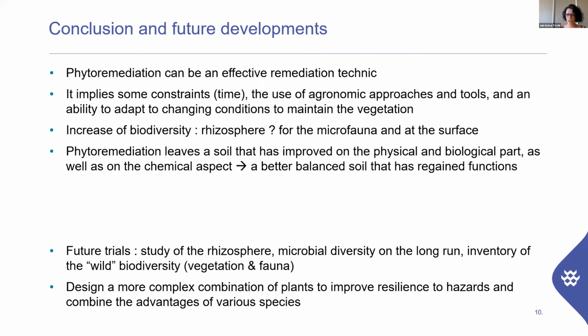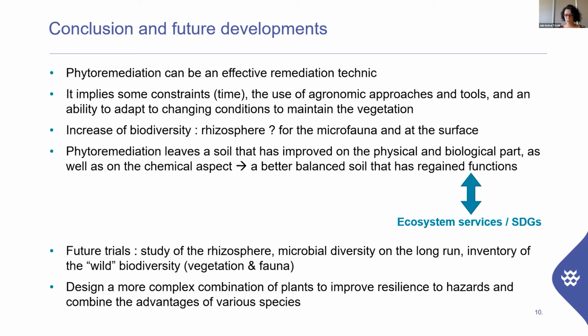There is an increase of biodiversity using this technique, especially in the soil with the nematodes, and we have seen that a whole ecosystem has been restored, and also a little bit for the macrofauna and for the plants at the surface, even if it's less evident. But finally, phytoremediation leaves a soil that has improved not only regarding the contaminant content, but also regarding physical and biological parameters. So that's really interesting for a soil that is meant to be cultivated a little bit later. So a better balanced soil that has regained functions and that is suitable for cultivation.